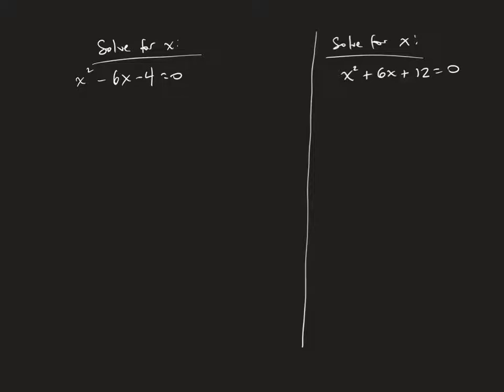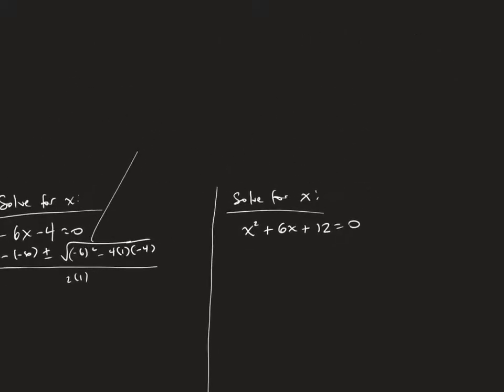All right, so a couple more examples of solving by the quadratic formula, but where it doesn't turn out pretty, like the first example we did. So if I do the quadratic formula here, x is negative b plus or minus the square root of b squared minus 4ac all over 2a.